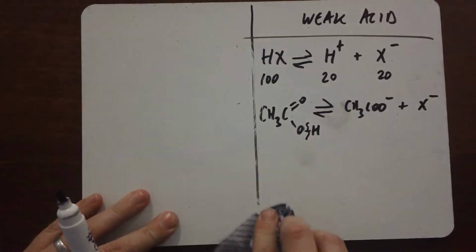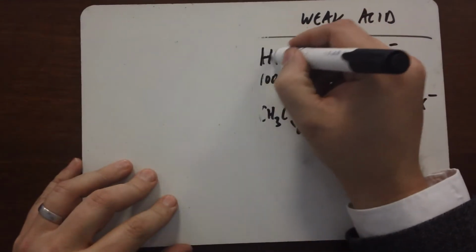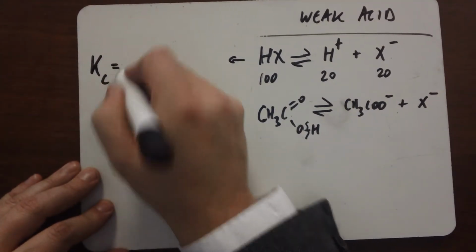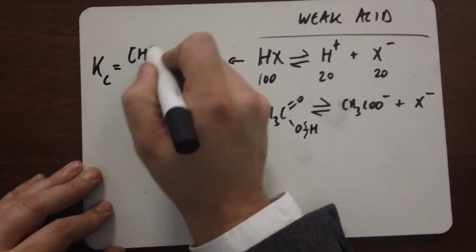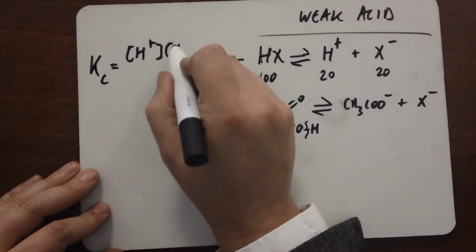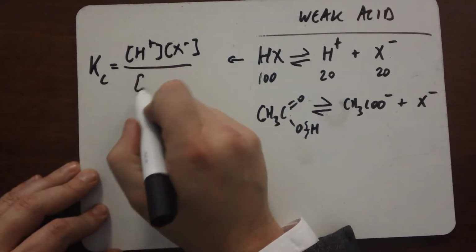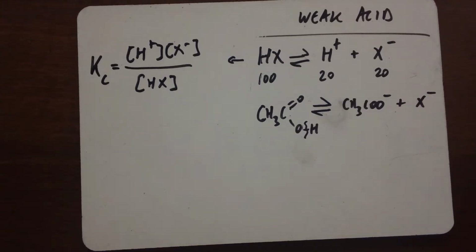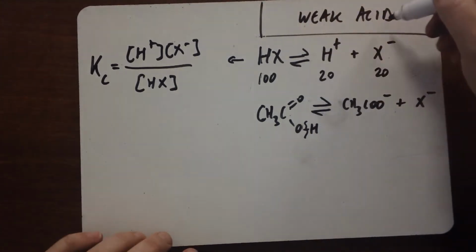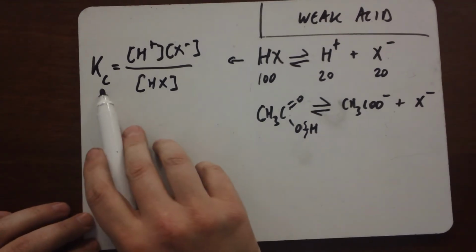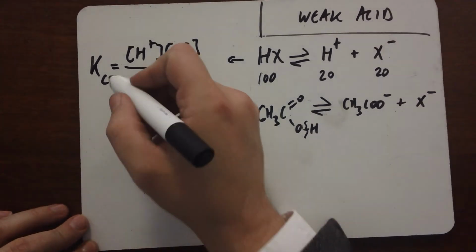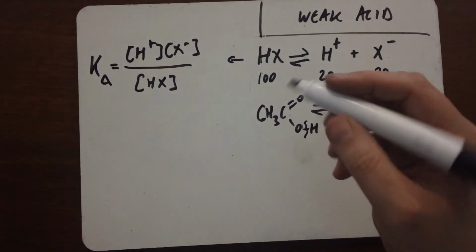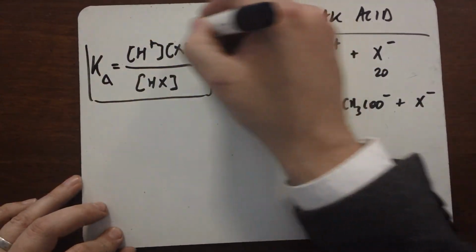Because this is a reversible reaction, we can then look at the equilibrium constant for this reaction, which, if we take this general one here, would be Kc equals the products over the reactants, so the concentration of H+ times the concentration of X- divided by the concentration of the reactant, which is HX. But now we are talking specifically about weak acids, so we don't refer to the Kc of the weak acid, we refer to the Ka, A for acid, the equilibrium constant for an acid, and that's the equation that we use.